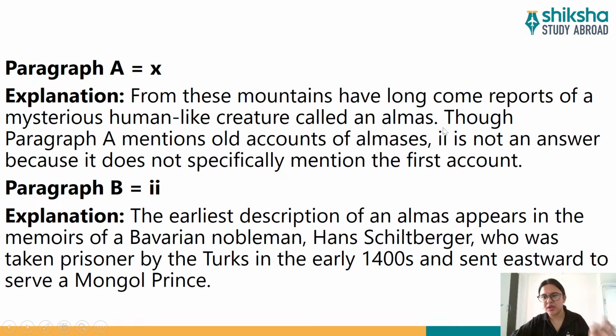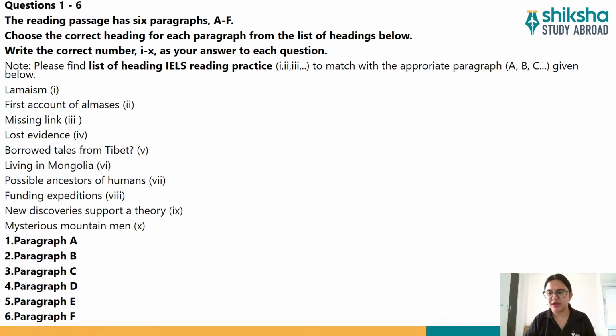Okay, for the 10th one. Though paragraph A mentions old accounts of Almasis, second is not an answer because it does not specifically mention the first account. So you have to make sure which is the closest option to the answer. You might get confused, guys, when you're doing these match the heading questions. You might get confused that, okay, first is also matching with A, then I can see fourth also matching with A, then how should I relate to the answer?